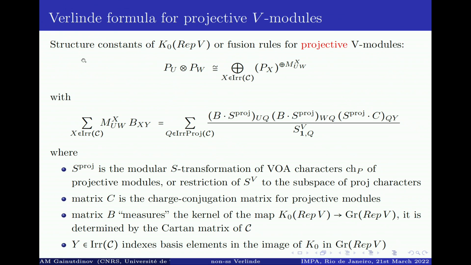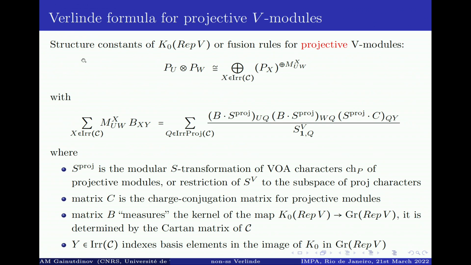I will probably finish with another Verlinde formula, but for other structure constants, which can be made more explicit. These are the structure constants for K0 of Rep V. Notice that in the semisimple case, K0 and the Grothendieck ring are the same notion. In our case, they are not the same because K0 contains structure constants for the tensor product decomposition of projectives into projectives. So two projective covers of U and W can be decomposed into projective covers P_X with multiplicity M_UWX.